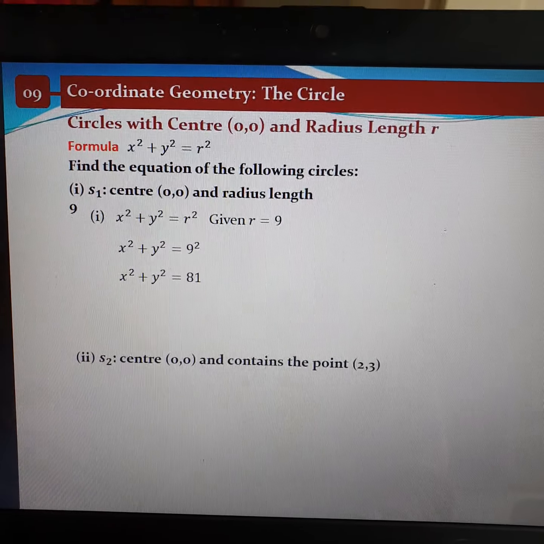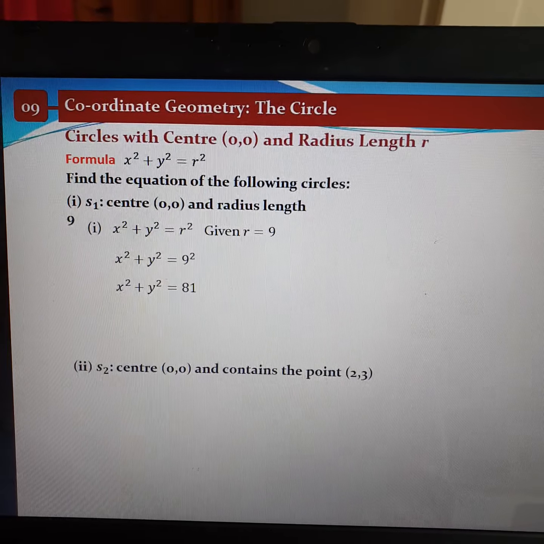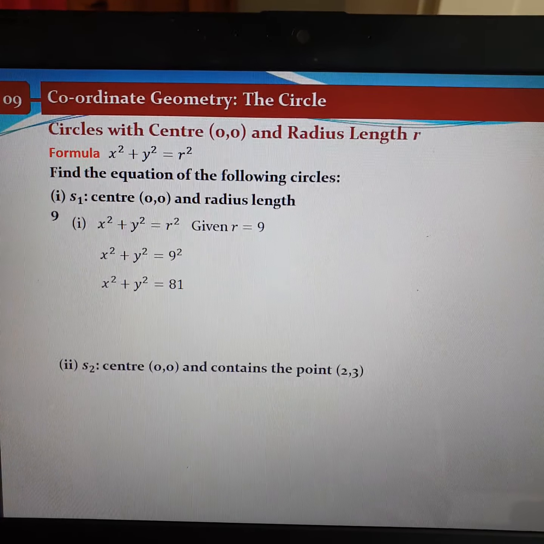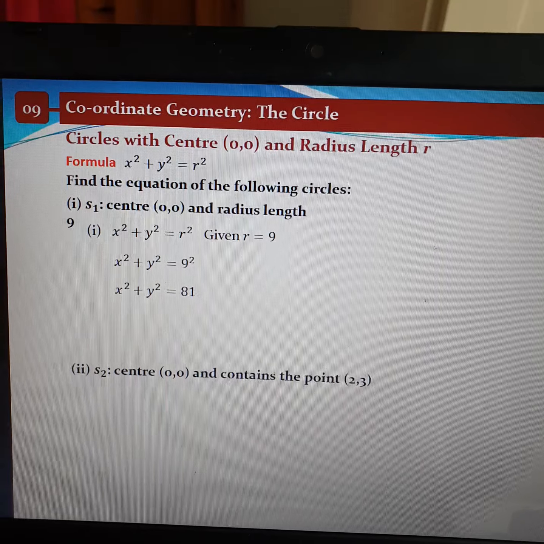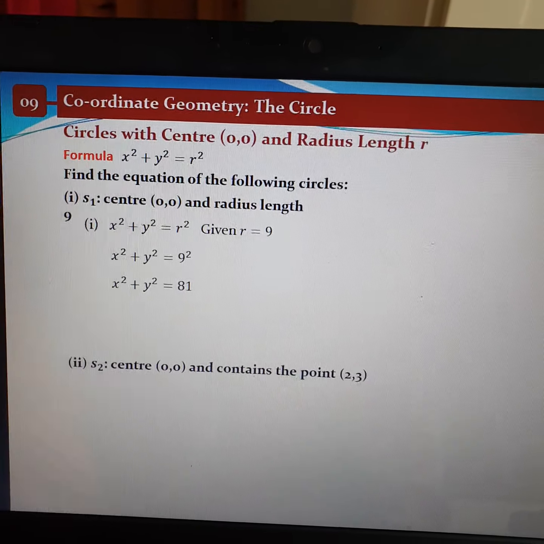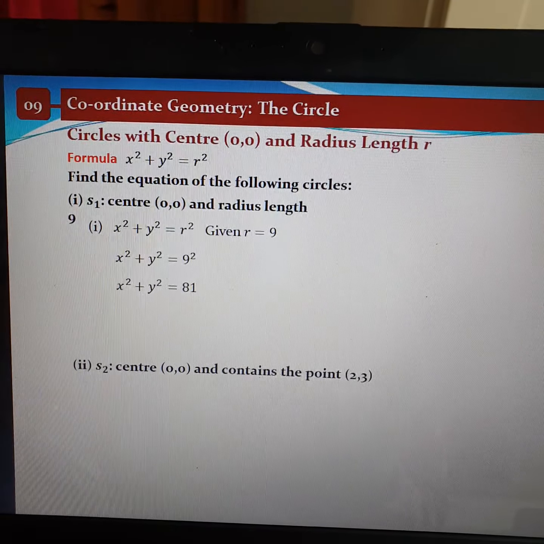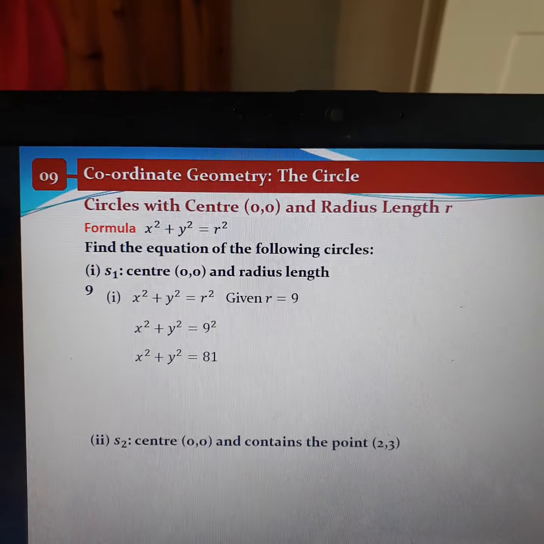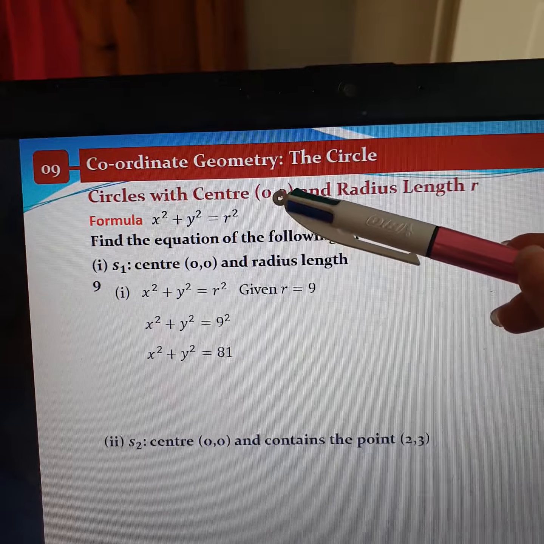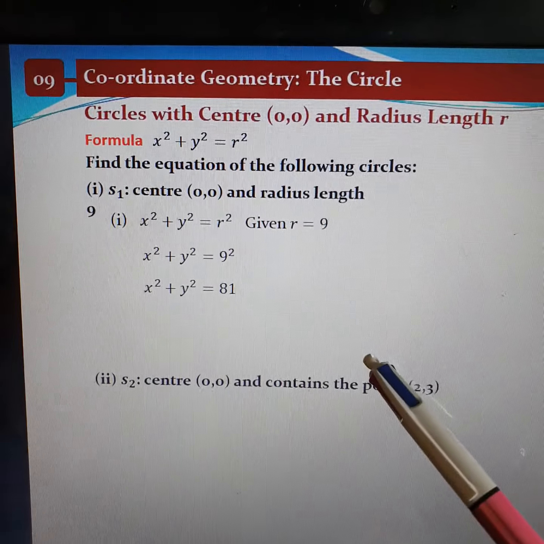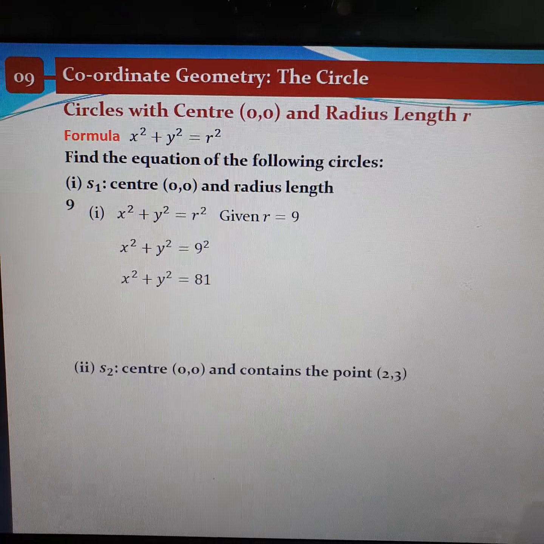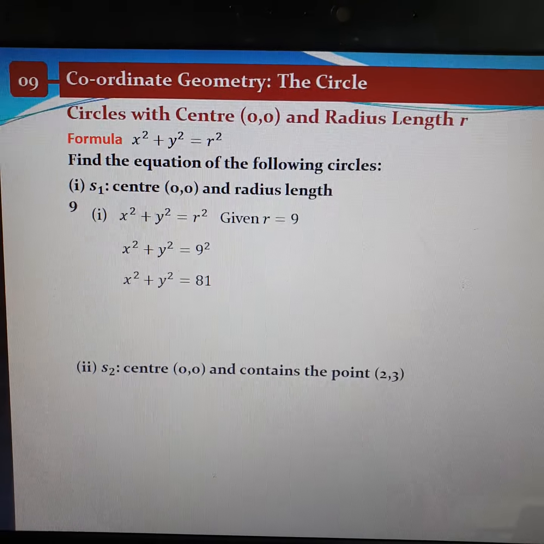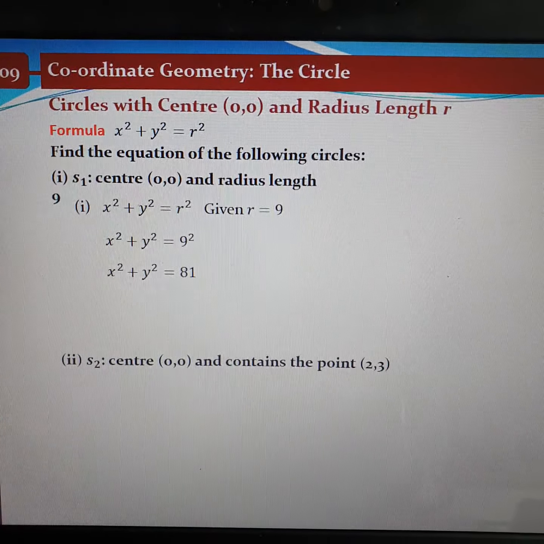Okay, another one. Find the equation of the circle with center 0, 0 and that contains the point 2, 3. For this one here, it's slightly different, right? We know that it's center 0, 0, so straight away we know that it is the equation x squared plus y squared is equal to r squared. But we don't know the radius. But what we are told is that it contains the point 2, 3. What that means is that the point 2, 3 is on the circle.